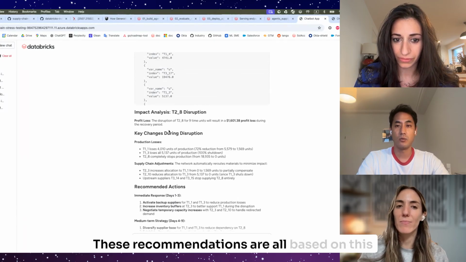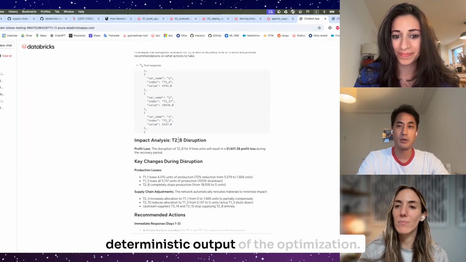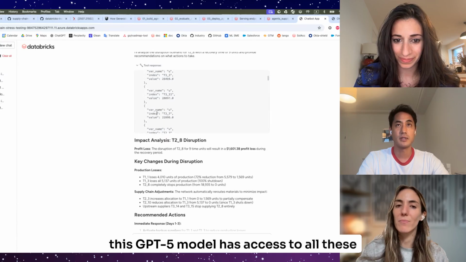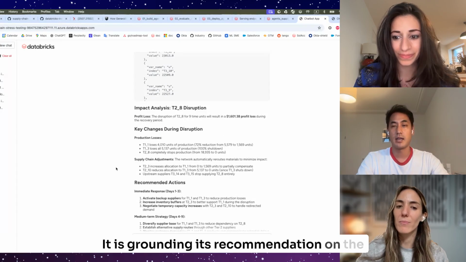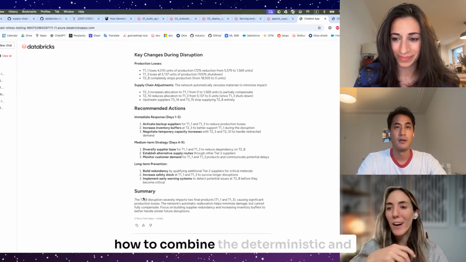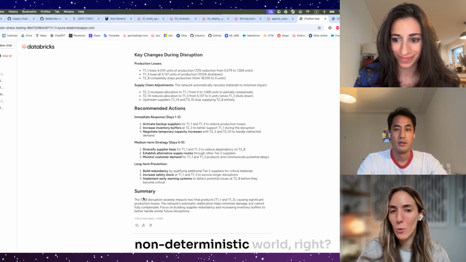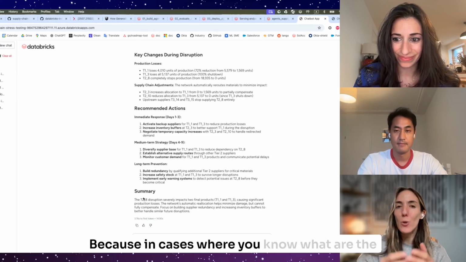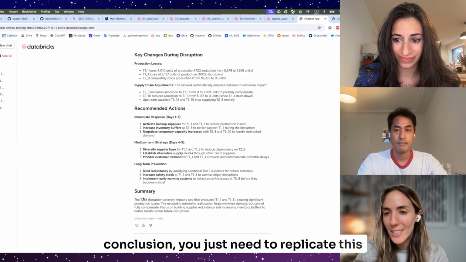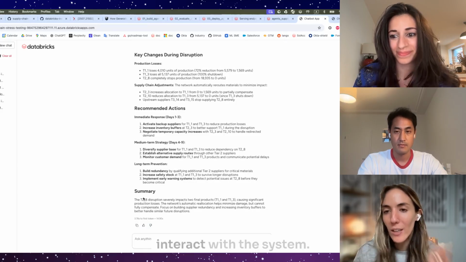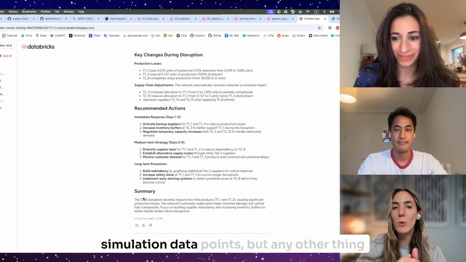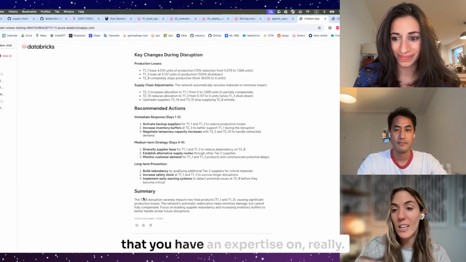These recommendations are all based on this deterministic output of the optimization. And since this GPT-5 model has access to all these values, it is grounding its recommendation on the output of a mathematical model. This is also a very good and important point on how to combine the deterministic and non-deterministic world, right? Because in cases where you know what steps you need to take to come up with this conclusion, you just need to replicate this in a way that is not different every time you interact with the system. So it's a beautiful way to show how to interact with simulation data points, but any other thing that you have expertise on, really.